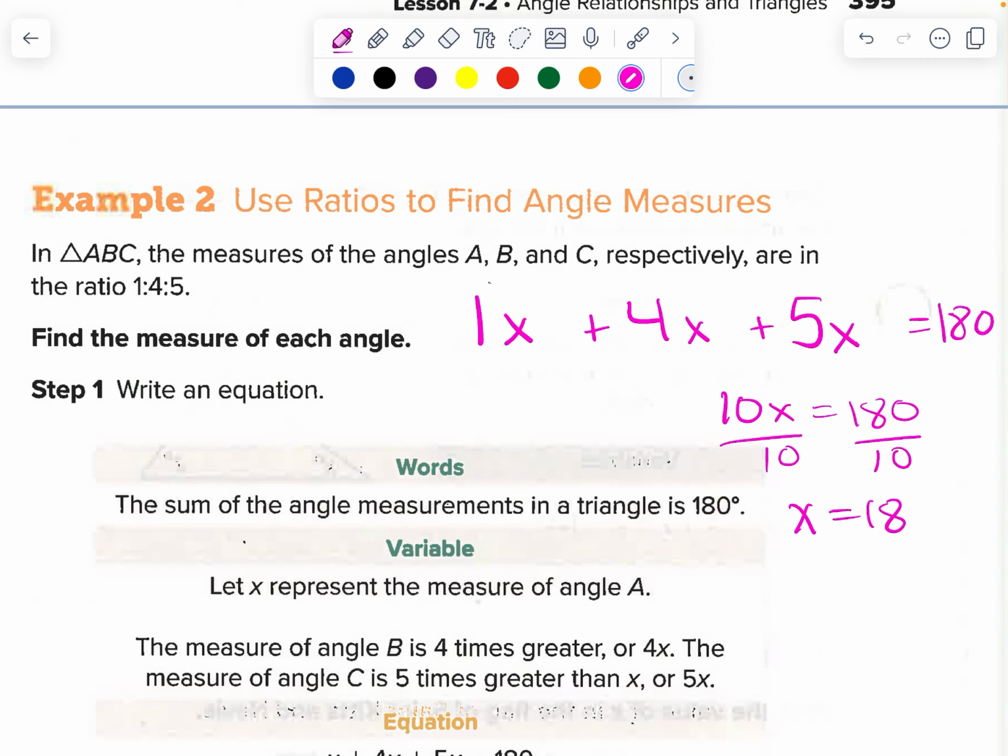So 18, and then I take 4 and I multiply it by 18, and I get 72. And then I take 5 and I multiply it by 18, and I get 90. Okay?